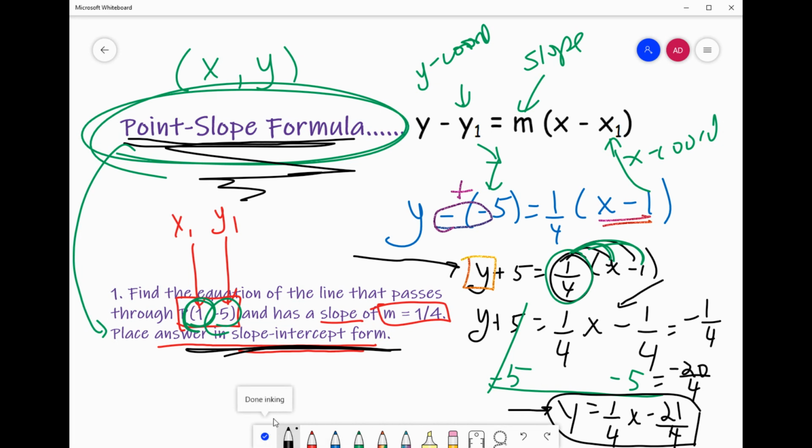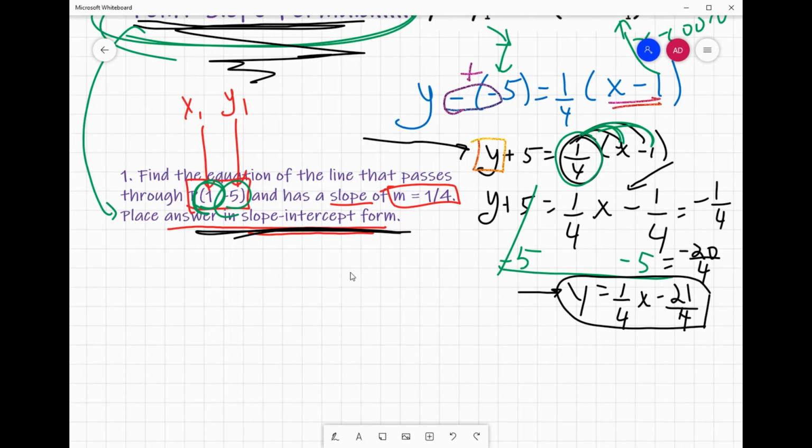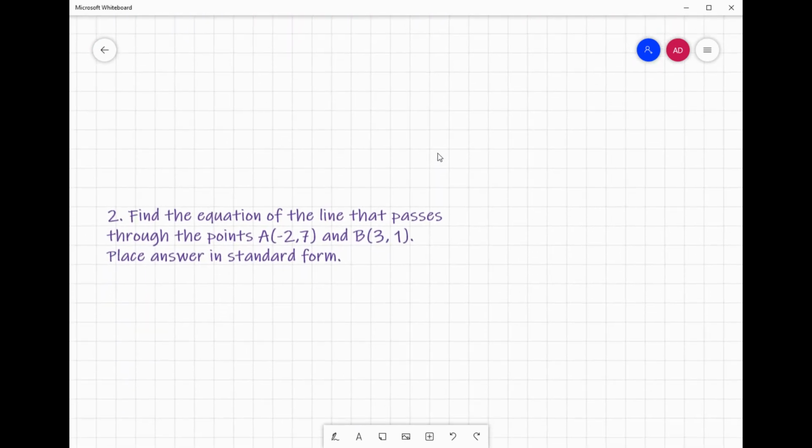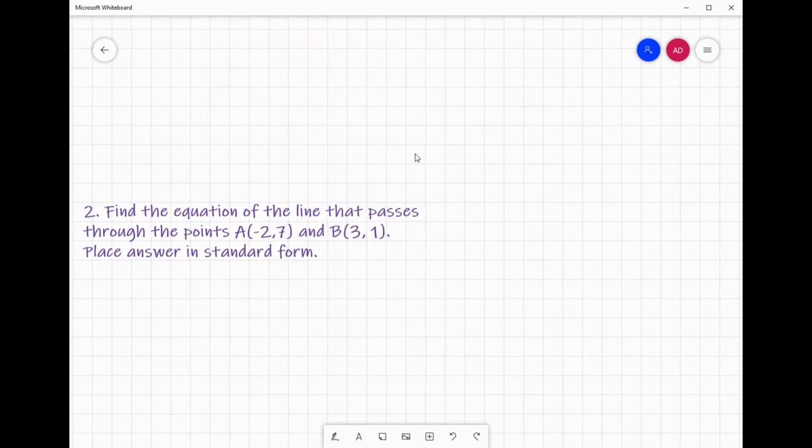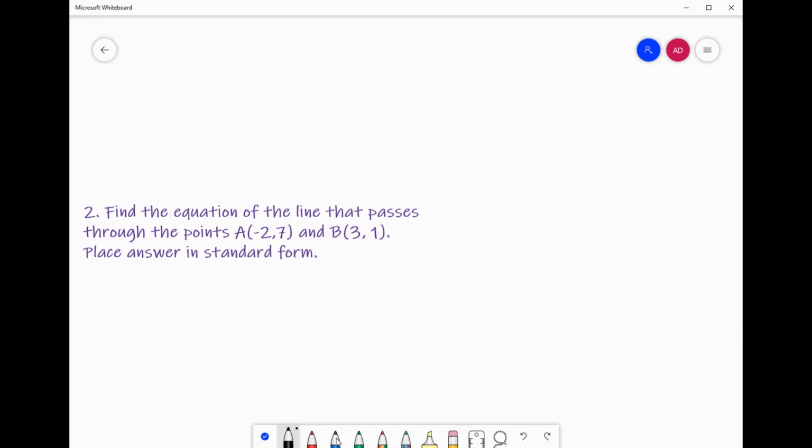You might want to pause the video here and actually write something down. I know, crazy thought. Okay, now check out this next question. I say, find the equation of the line, this time that passes through these 2 points. So now I'm actually going to give you 2 points it passes through.